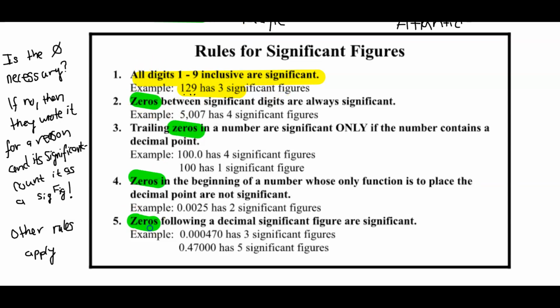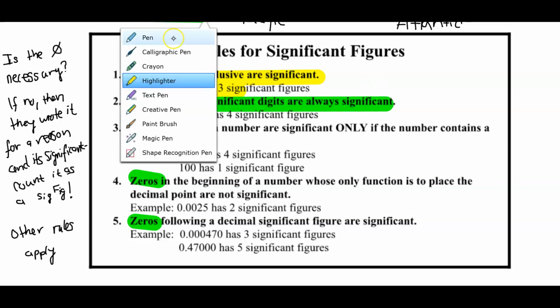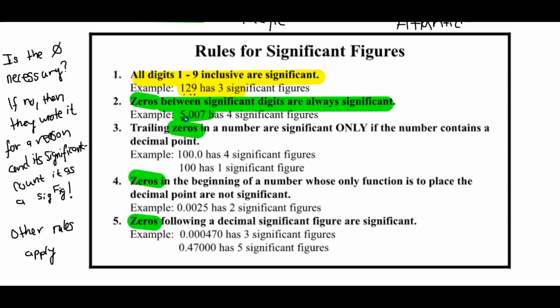So we have 4 rules that all deal with zeros. Zeros between significant digits are always significant. So for example, the number 5007, there's 1, 2, 3, 4 sig figs here. So we are sure about the thousands. We're sure about the hundreds, the tens, and the ones. All those place values are holding information that's important.